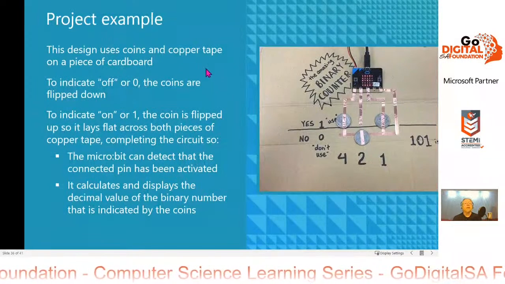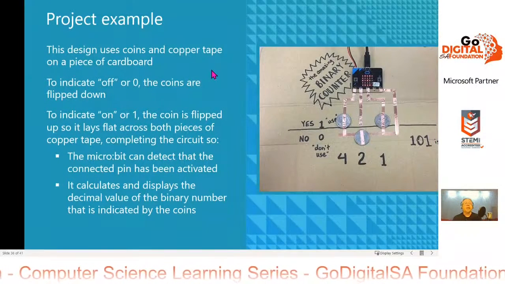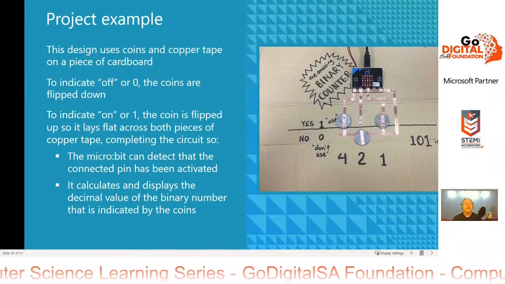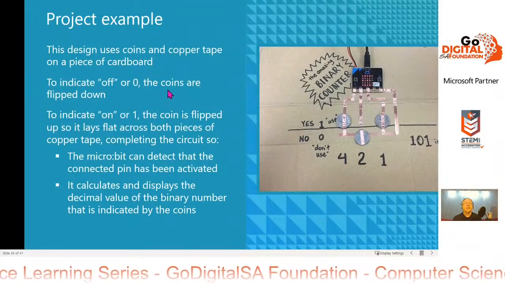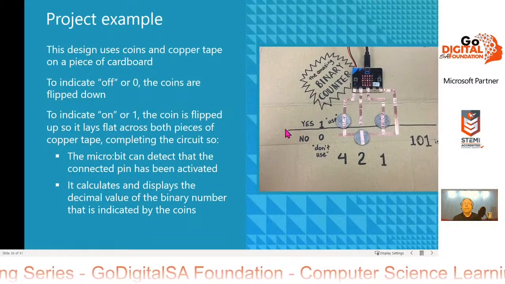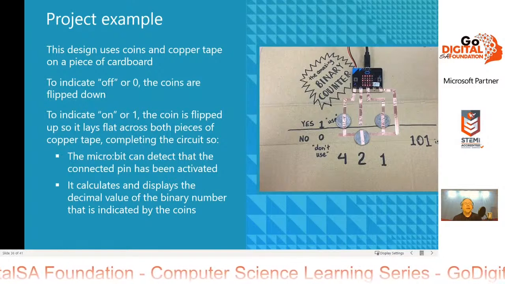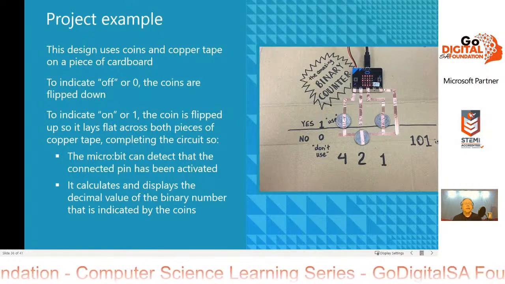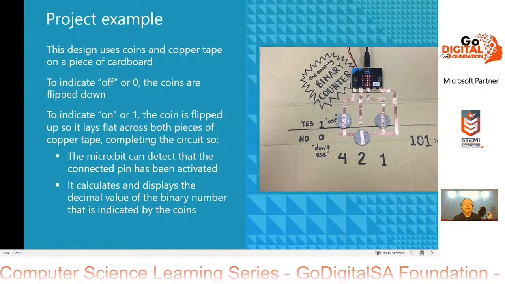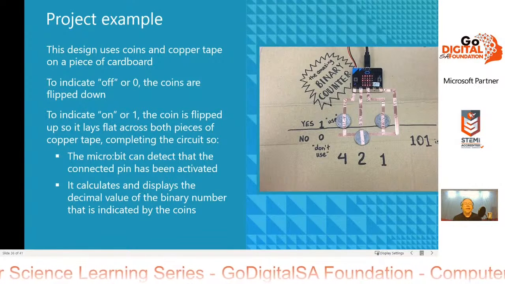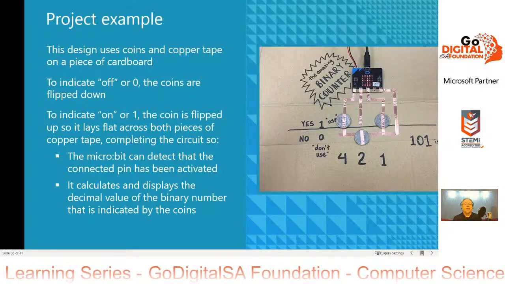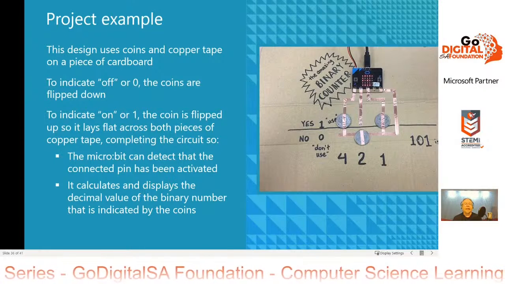Project example. This design uses coins and copper tape on a piece of cardboard. To indicate off or 0, the coins are flipped down. To indicate on or 1, the coin is flipped up so it lays flat across both pieces of copper tape, completing the circuit. So the microbit can detect that the connected pin has been activated. It calculates and displays the decimal value of the binary number that is indicated by the coins.